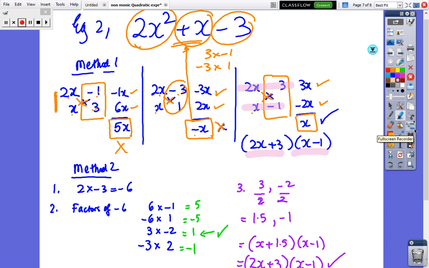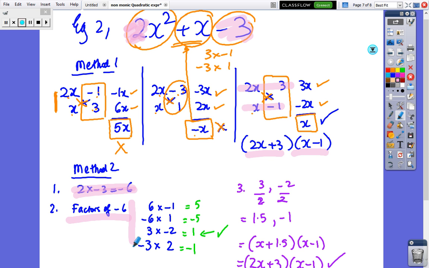So we take the 2, and take the minus 3, and we multiply those numbers, gives us minus 6. And then we look at factors of minus 6, which are those numbers down there. Just guess and check the numbers, and then you add them up. Then you add 6 minus 1, you get 5. Minus 6 and 1, you get negative 5.